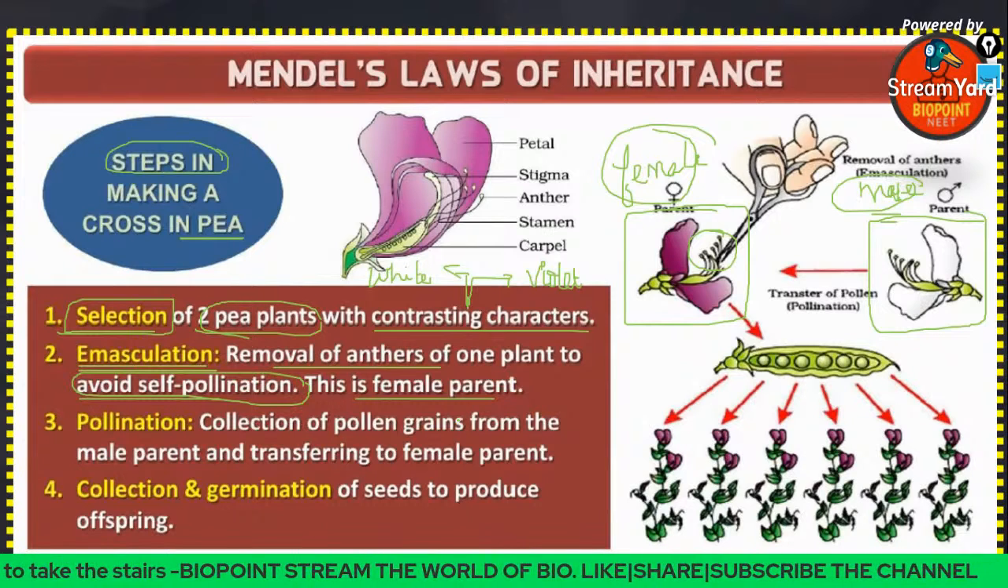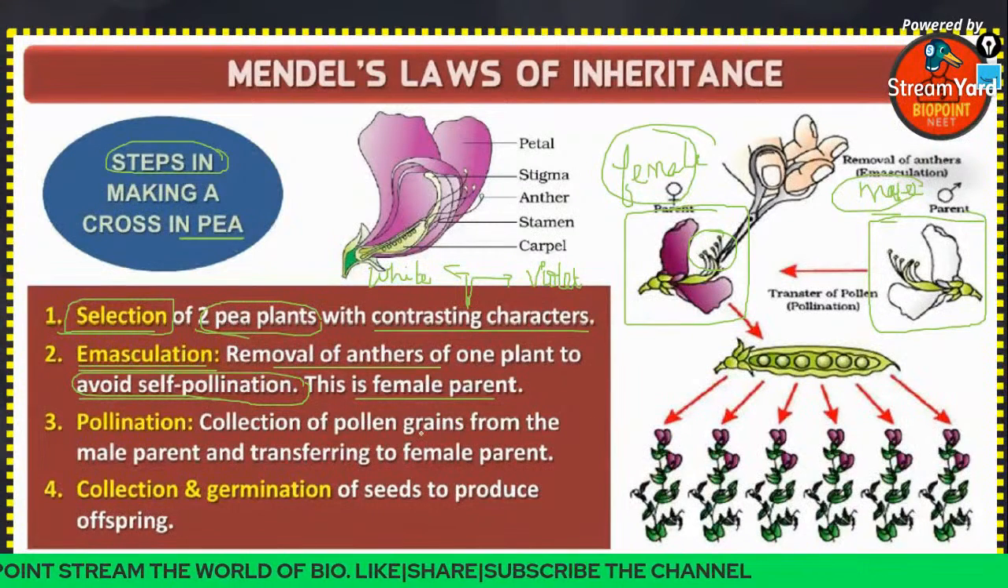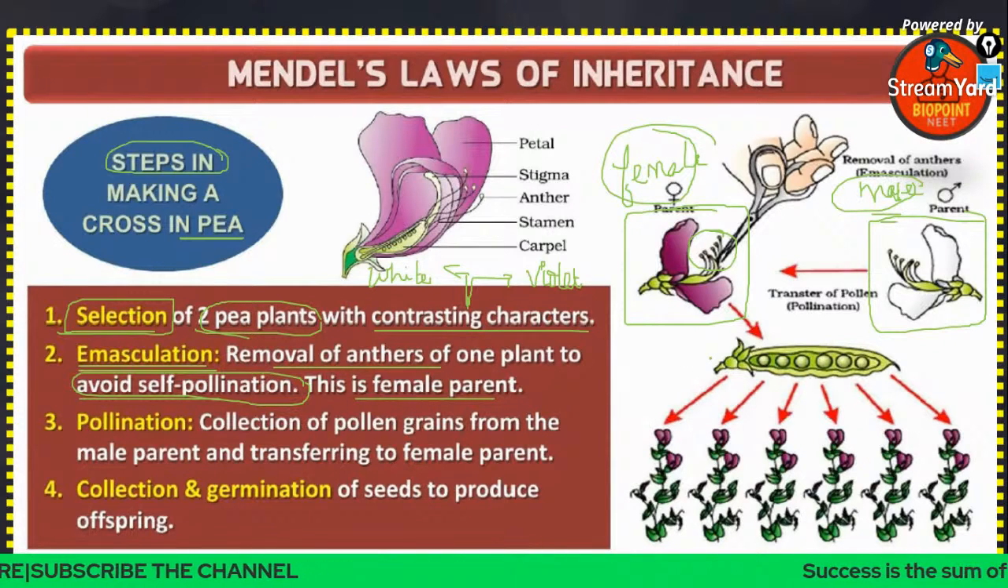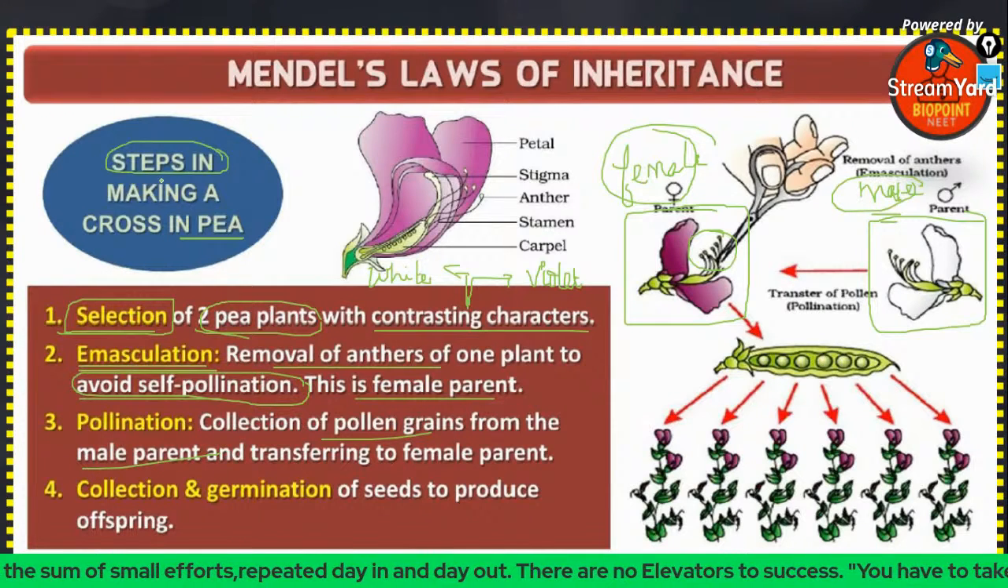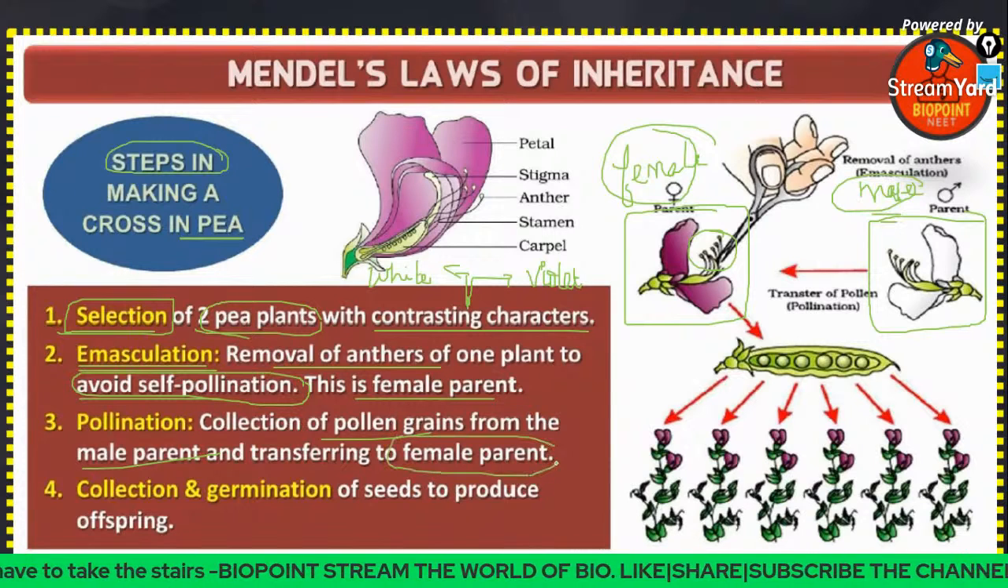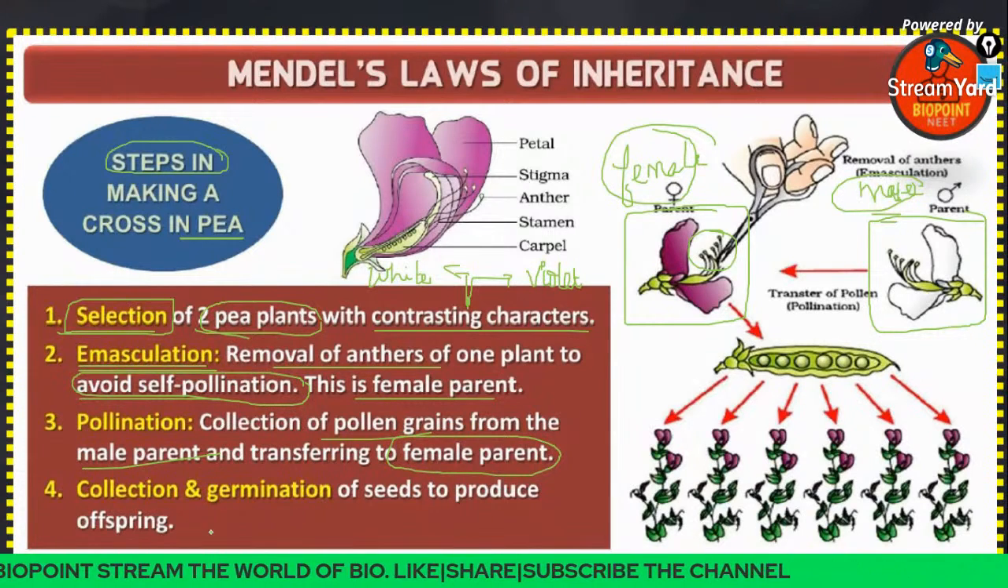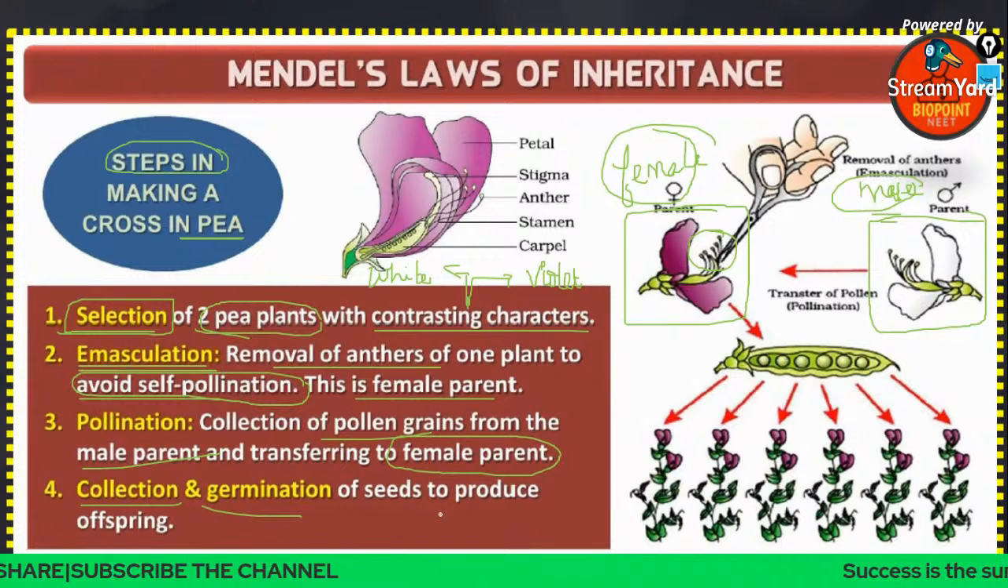So you have to do emasculation. After emasculation, both the parents have to be pollinated. Collection of pollen grains from the male parent and transferring it into the female parent is referred to as pollination. The last step is the collection and germination of seeds to produce the offspring.